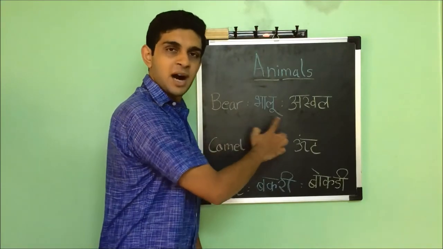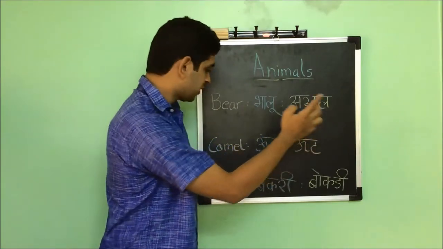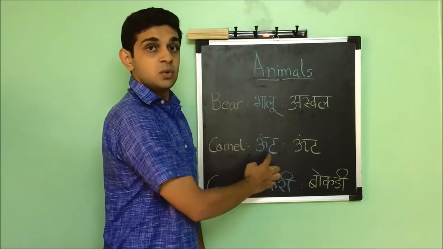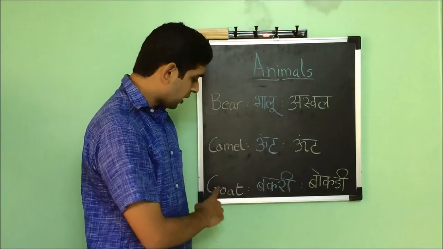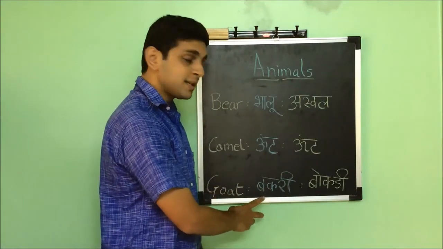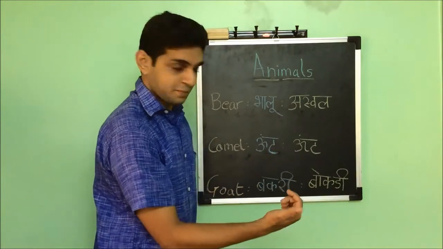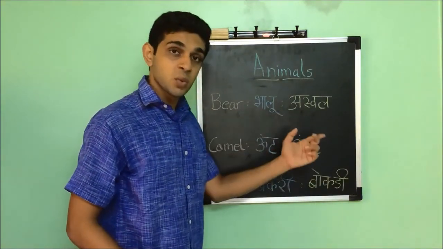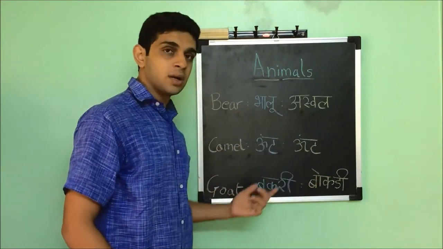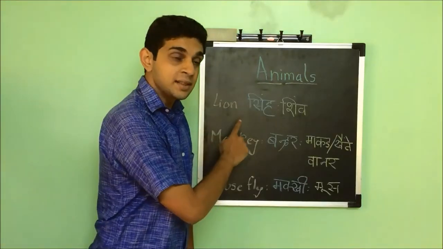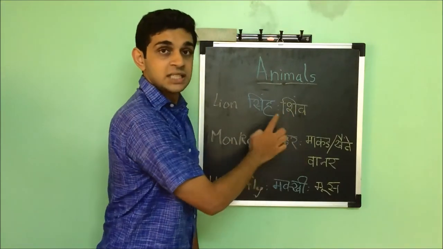Bear, bhalu. Aswal, okay. Camel, oont, right? So oont, again in Konkani, for the same. And goat, that is bakri, bokadi, okay. Bear, aswal, camel, oont, and goat, bokadi. Lion, sinh, right? Shiu.